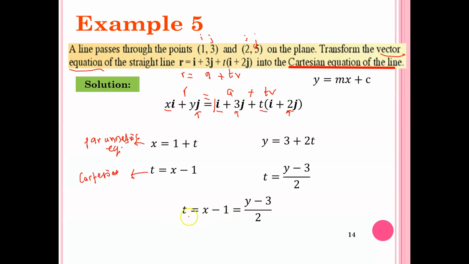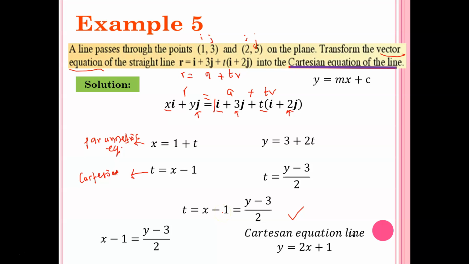And this one, you equate them. t is equal to x minus 1 equal to y minus 3 over 2. That's it. Either you write it in this form or this form. So the Cartesian equation of the line is y equal to 2x plus 1.